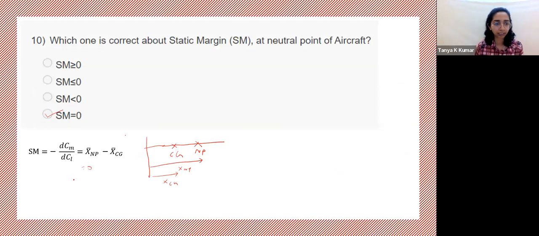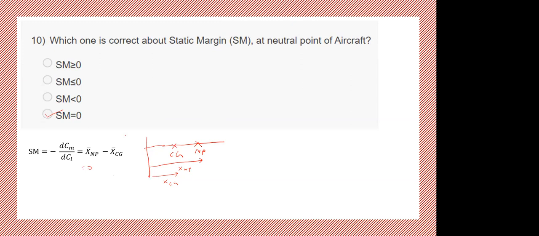So this was the equation for static margin. It's the difference between the lengths of the neutral point. It's the distance between the neutral point and the center of gravity.